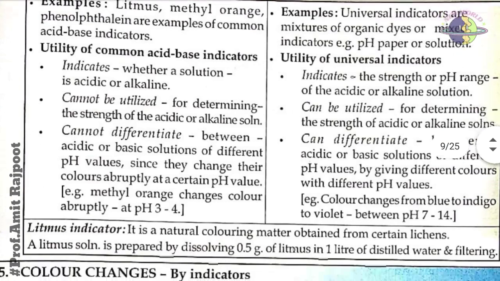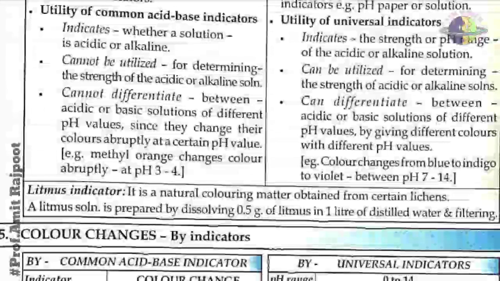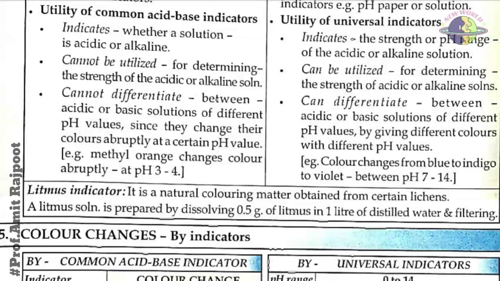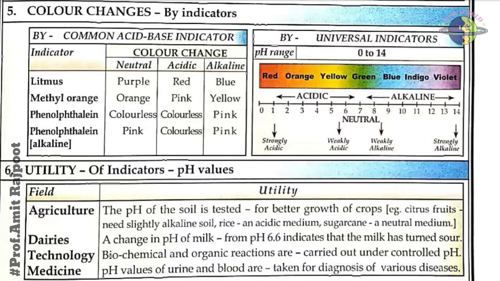Okay. Now let us see about litmus indicator. It is a natural coloring matter obtained from certain lichens. Lichens are algal characteristics found in the water, in the sea and oceans. A litmus solution is prepared by dissolving 0.5 gram of litmus in 1 liter of distilled water and then filtering it. So you all have come to know how litmus solution is prepared. When you dissolve 0.5 gram of litmus in 1 liter of distilled water and then filter it out, you will get litmus solution.